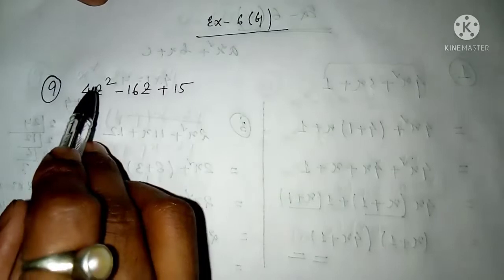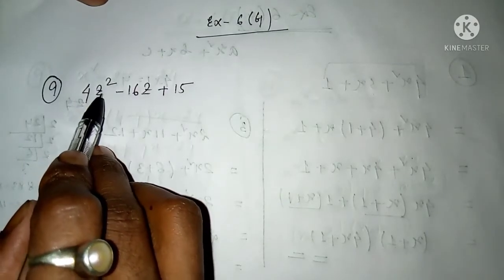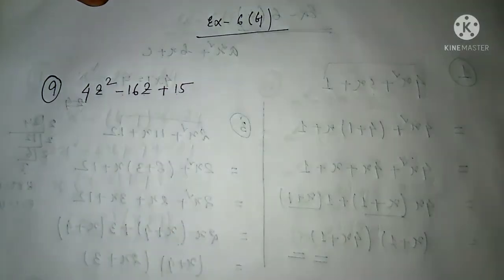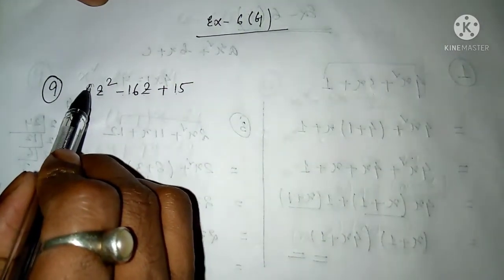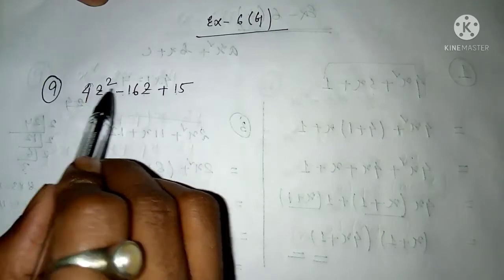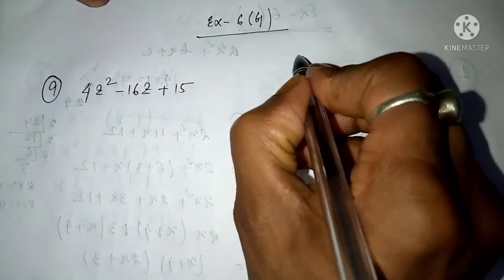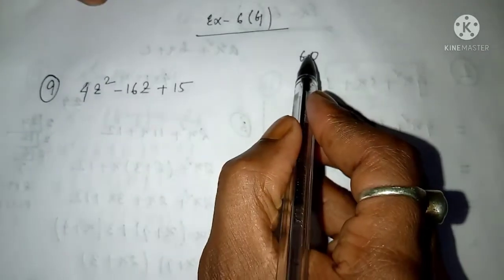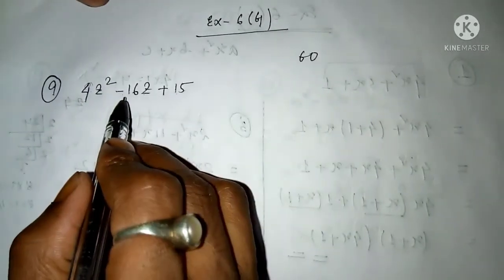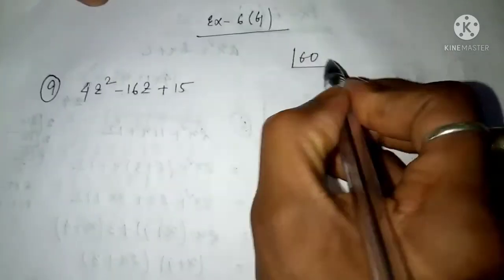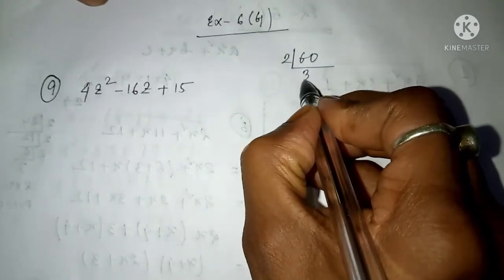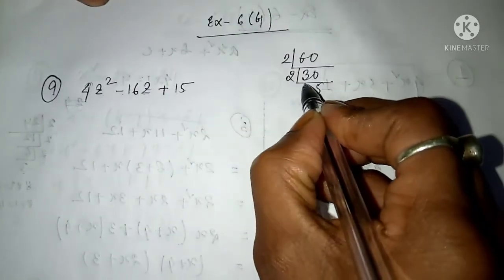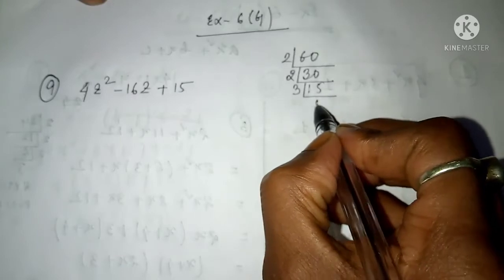Then 9th number question, that is your 4z square, this is not 42, okay, 4z square minus 16z plus 15. So we know, first of all we need to multiply this coefficient and the constant term. Now 4 into 15, that is your 60. Okay, now we know we need to factorize this 60 in such a way that we can get 16 here. Okay, then you can see here 2 divides how many times, that is your 30 times. Then you see 2 divides again 15 times, and again 3 divides 5 times.